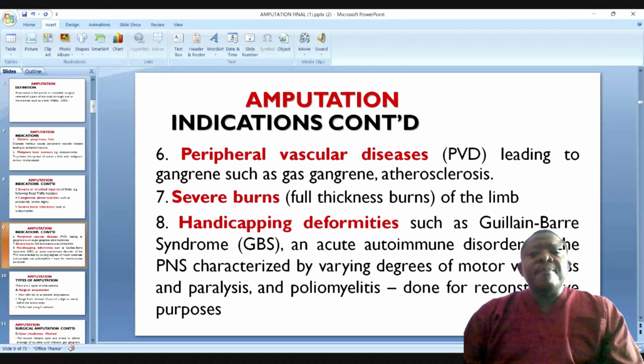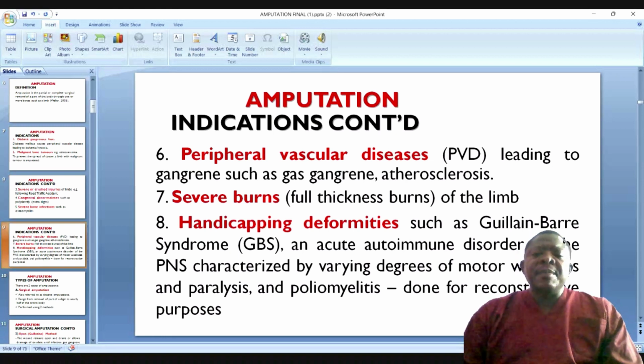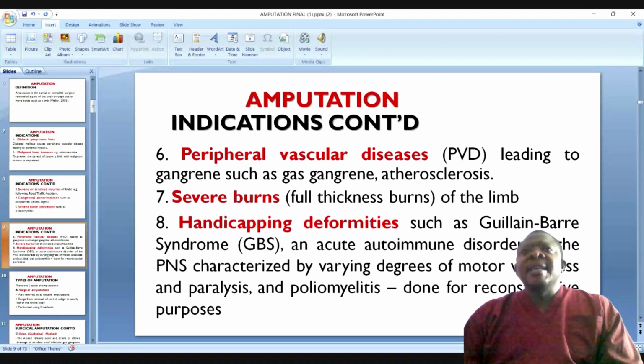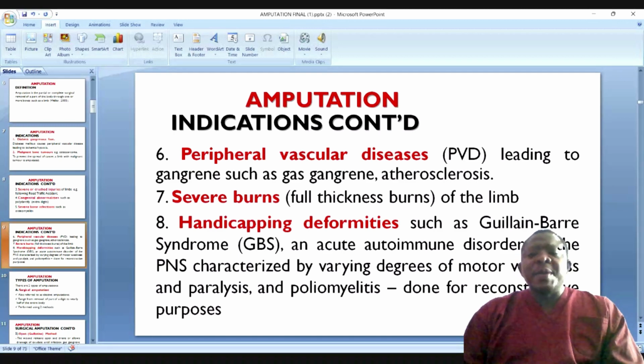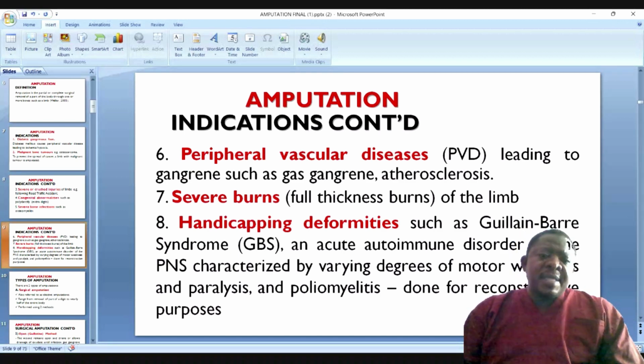Then severe burns. If one, for instance, suffers a full thickness burn of the limb, you may have to remove that limb because after full thickness, it becomes difficult for proper healing to happen. Full thickness, the bone is involved. The bone has also been burnt. Muscle has been burnt. So you might just need to cut off that part which has been burnt. So in severe burns.